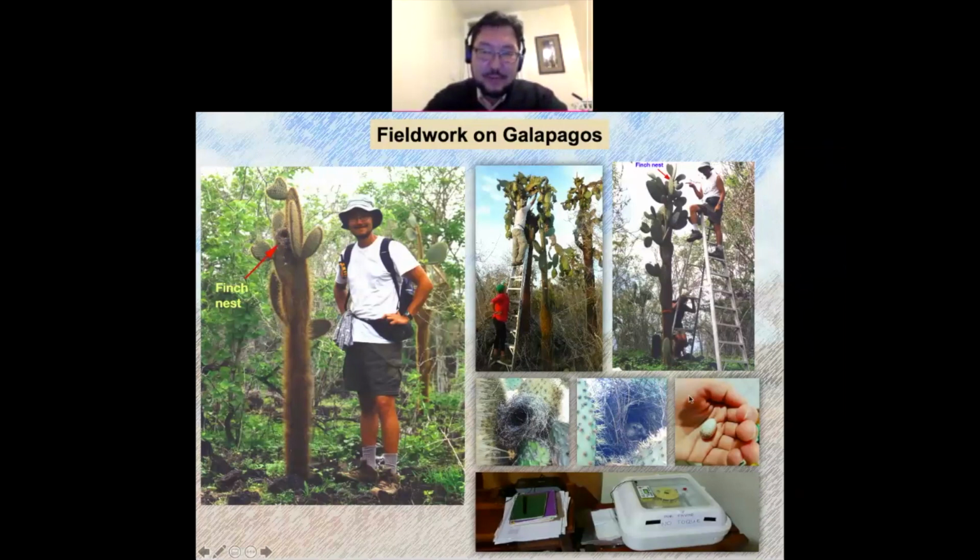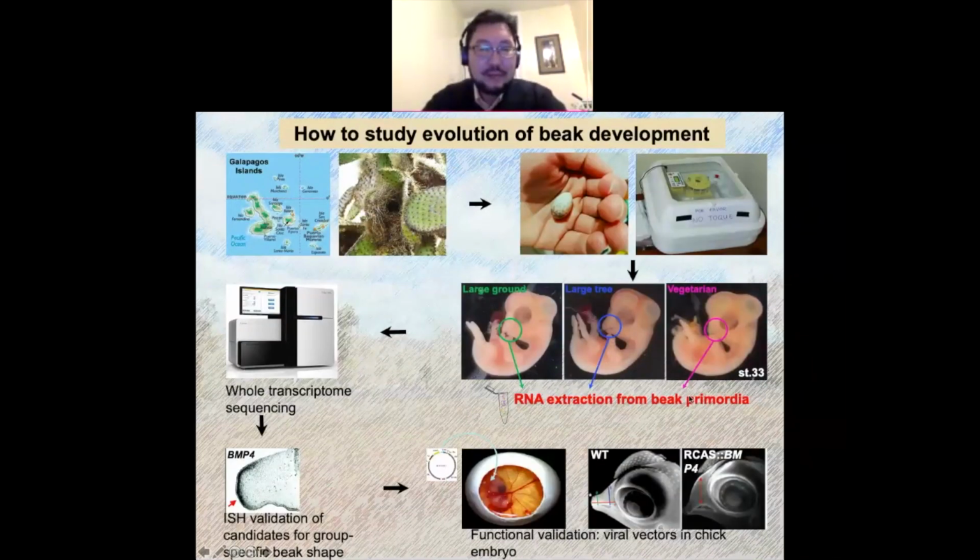So once you have the embryo, you can collect the embryos at particular stages, and you can look at gene expression. You can look using a variety of techniques, in situ hybridization or immunohistochemistry. You can also do sequencing. For example, we can collect beak tissues and subject them to whole transcriptome sequencing and bioinformatic analysis to look for transcripts which would be specific to particular species or specific to particular beak shapes.